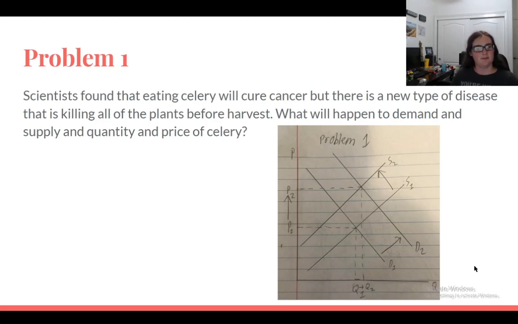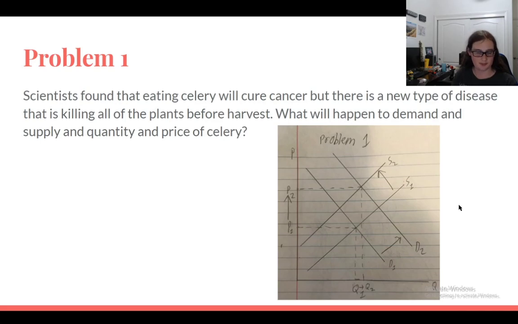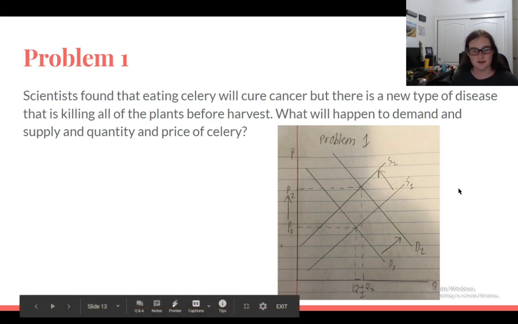So, problem 1, scientists found that eating celery will cure cancer, but there's a new type of disease that's killing all of the plants before harvest. What will happen to demand, supply, quantity, and price of celery? So I made a graph showing that the demand of celery will go up because people want to eat celery now because they know it'll cure cancer. But the new type of disease that's killing the plants before harvest is decreasing the supply of the celery, so that causes quantity to go up and for price to go up as well. So if you had that, you got it right.